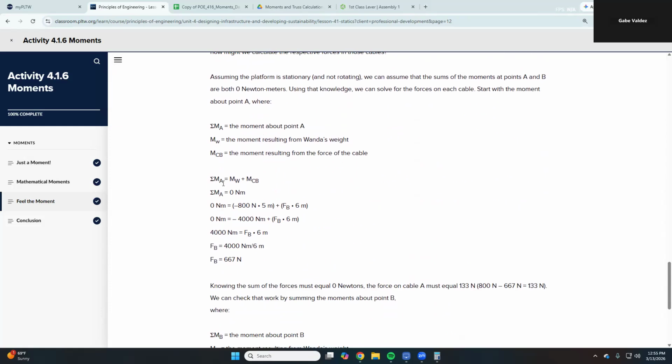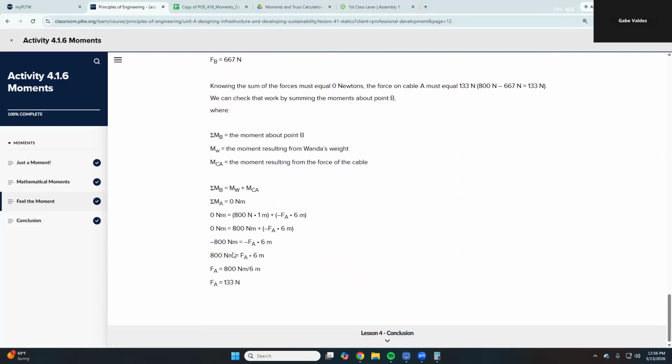So they took the moment about point A, the moment resulting from Wanda's weight, and the moment resulting from the force of the cable at B. Now, we know that the sum of the moments has to be zero. So here we have, again, the equation 800 times 5 plus FB times 6. Once you calculate that out, you can see the work here.